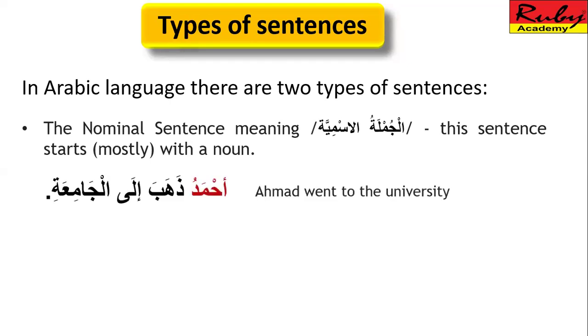For example, Ahmadu dhahaba ilal jami'ati. Ahmad went to the university. This jumla, meaning sentence, starts with the proper noun Ahmad. So we can say it's Jumlatul Ismiya.